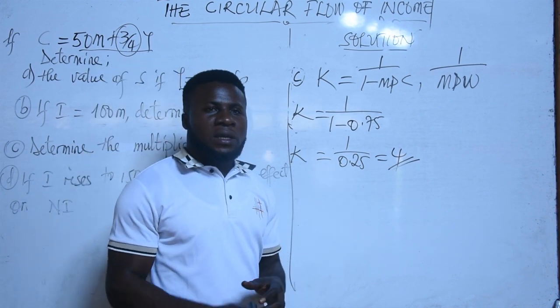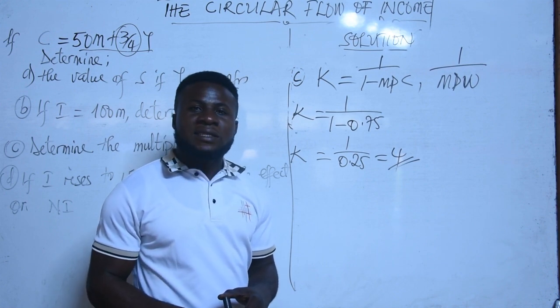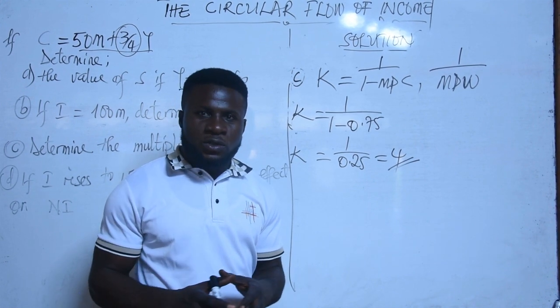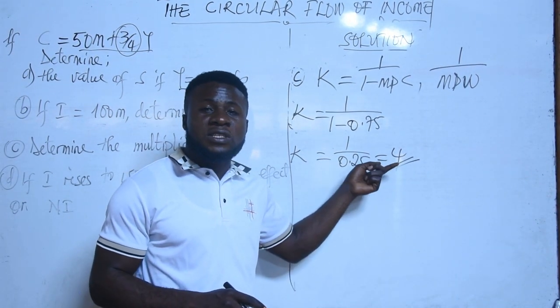And please, the multiplier is not money. Neither is the multiplier a commodity. So you do not give any unit of measurement to the multiplier. Do not say 4 francs.